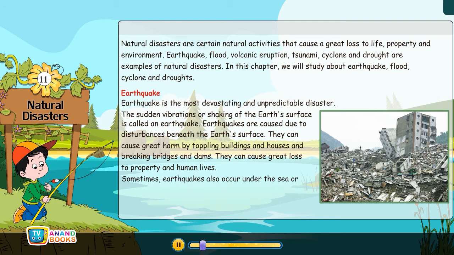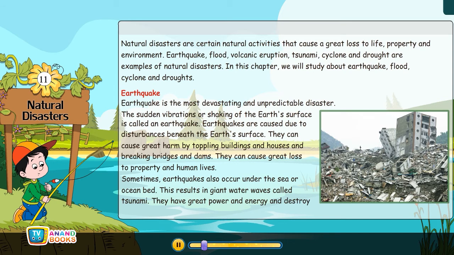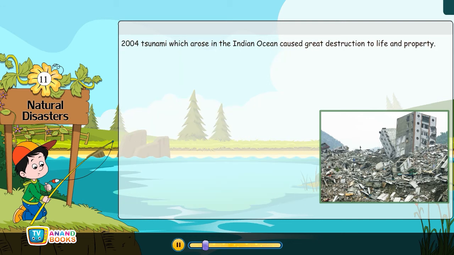Sometimes, earthquakes also occur under the sea or ocean bed. This results in giant water waves called tsunami. They have great power and energy and destroy everything in their path. The 2004 tsunami, which arose in the Indian Ocean, caused great destruction to life and property.